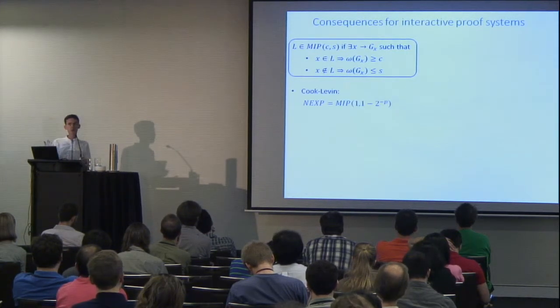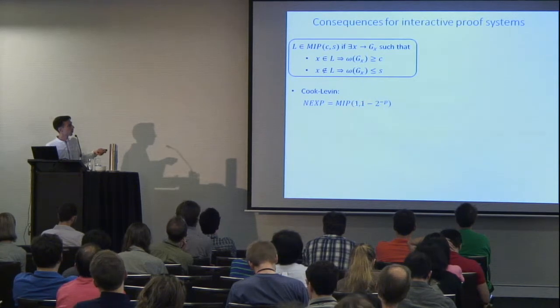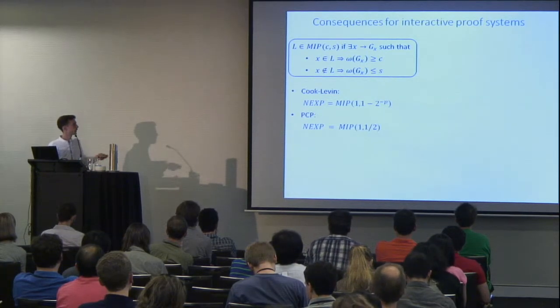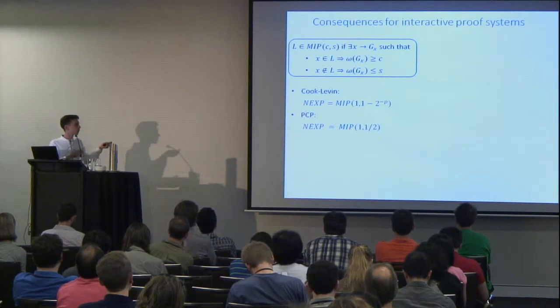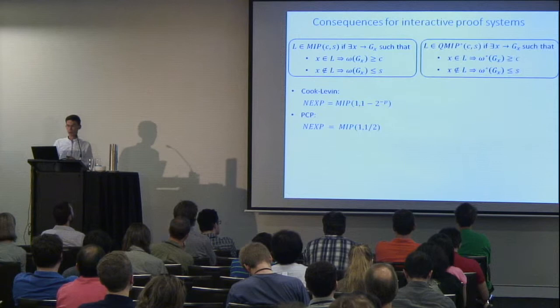And so a reformulation of what I had in the previous slide: the Cook-Levin theorem says that this class, when the completeness and soundness parameters c and s are 1 and very close to 1, exponentially close to 1, is equal to NEXP. And the PCP theorem is saying that you can get a characterization like this, a consequence of the PCP theorem. You can improve these parameters to 1 and 1/2.